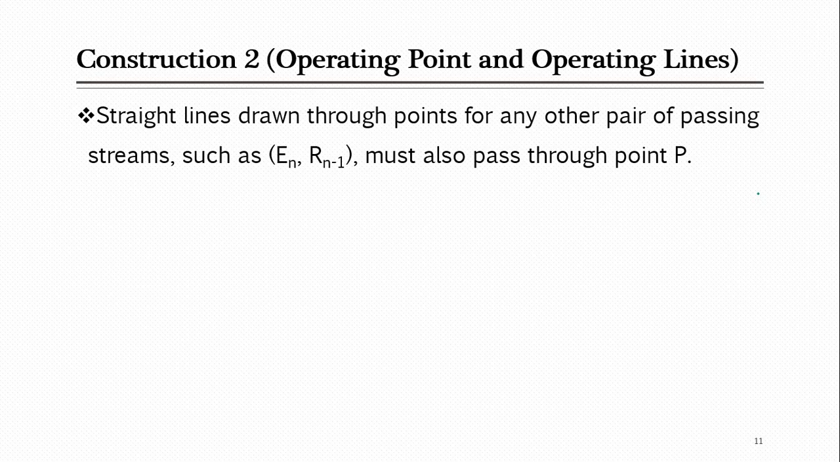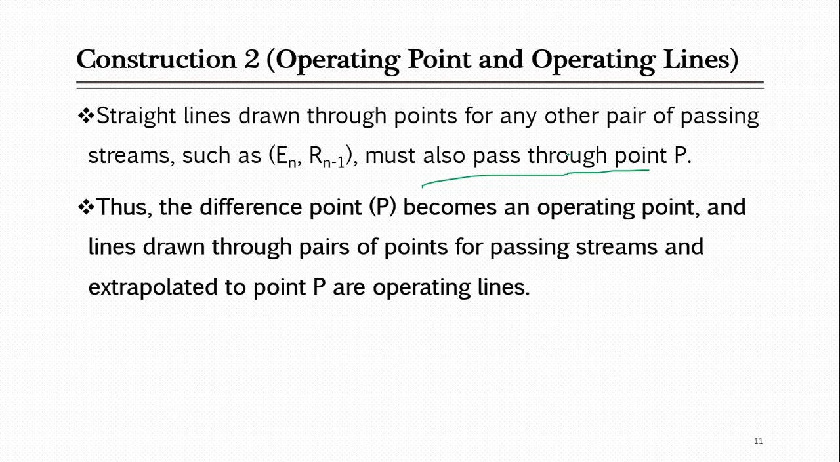Further, here you can see that straight lines drawn through points for any other pair, as I was telling you, you can draw for any other pair, and that will also must pass through this point P. You can try this for other points later. When you have located those points in the diagram, they will all be passing through this point P. So this point P becomes an operating point, as we already named it. Point P is called the operating point. All those lines drawn are called operating lines, and they are drawn through the pairs of points.